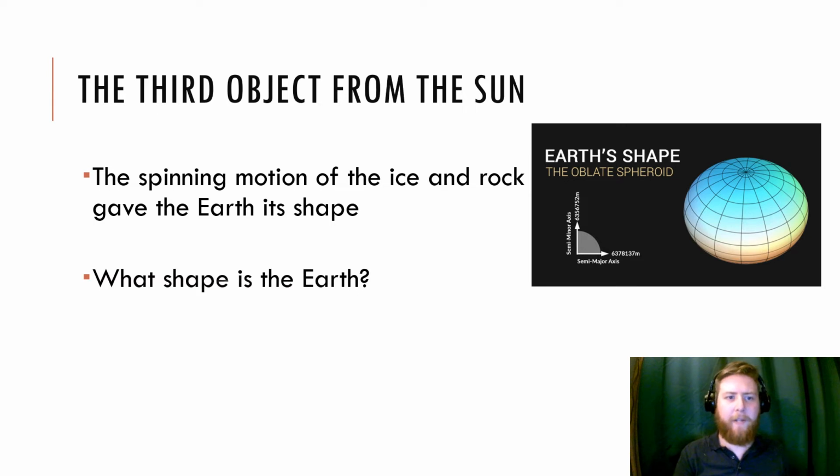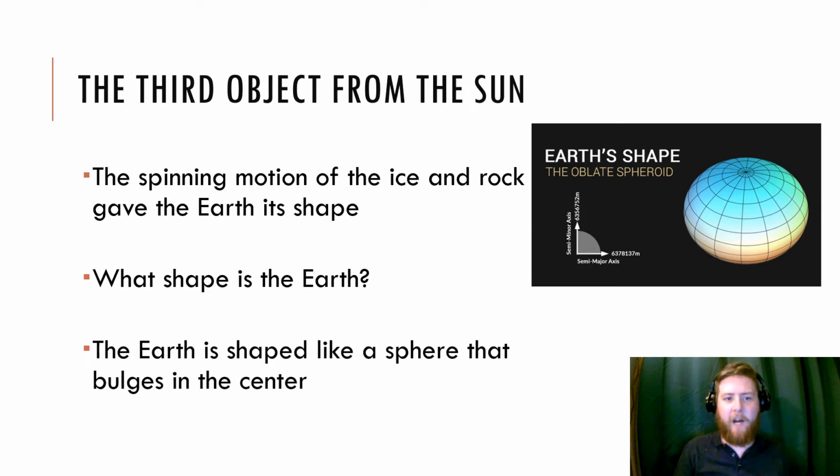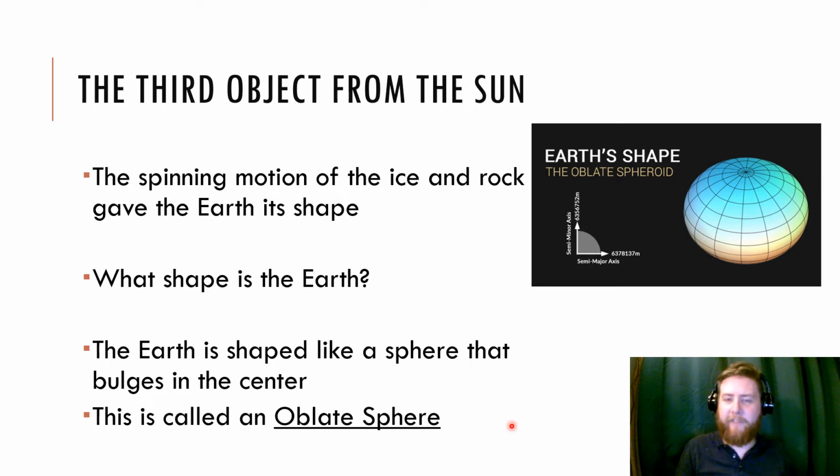Earth's shape, what is its shape? You might be tempted to say it's a sphere, but it's something called an oblate sphere. This is a sphere that bulges in the center. This is a little bit more dramatized than our planet, but it's squashed so that the equator is bigger around than the poles are. And this is an oblate sphere.